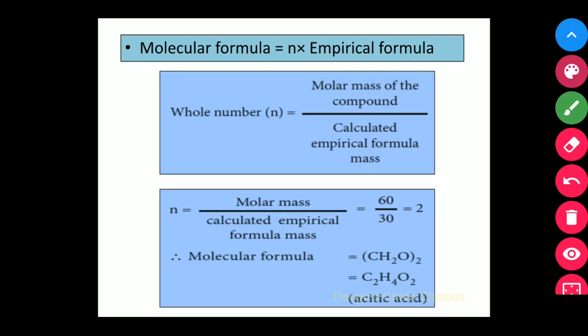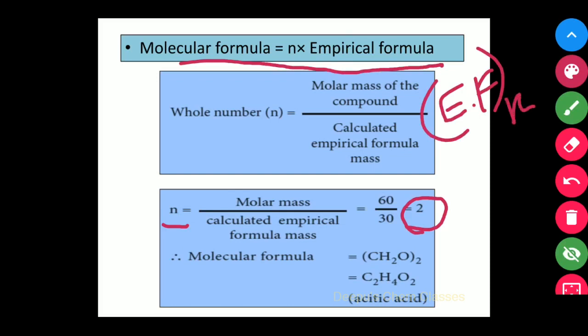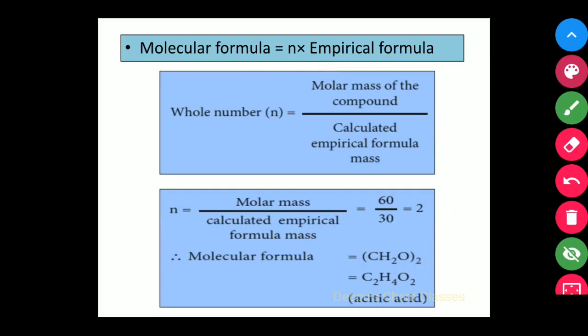So the molar mass of this compound is 60 and the calculated empirical formula mass is 30. If you divide these two values, you get 2 as the answer. So the N value is 2. To calculate the molecular formula, we employ the formula N into empirical formula. Otherwise, we can also employ the formula empirical formula N times. Here we are employing the second method. The empirical formula is CH2O and the N value is 2, so we get C2H4O2. And this is actually the formula for acetic acid.